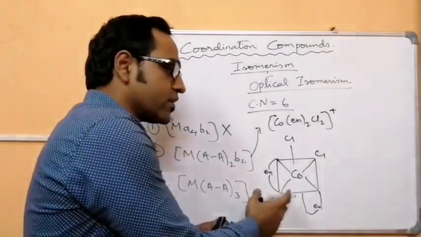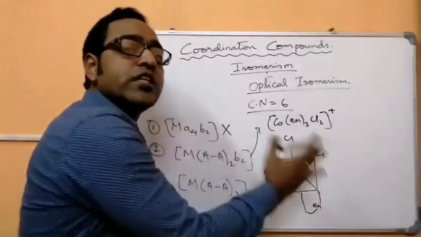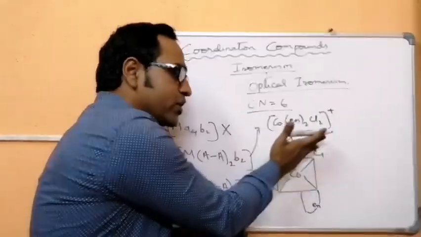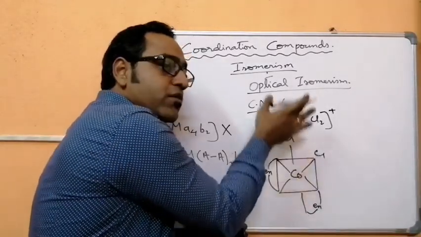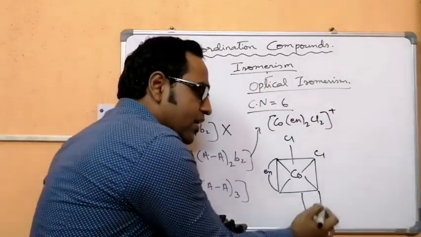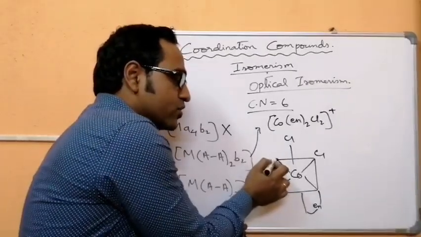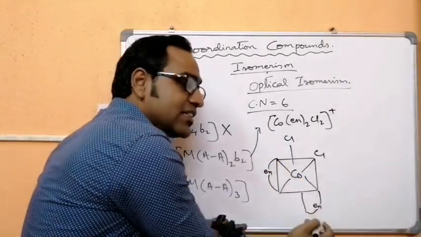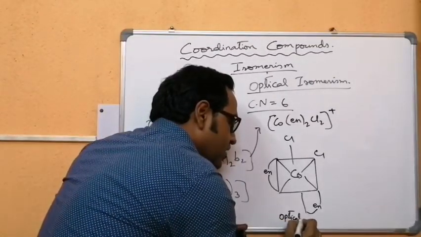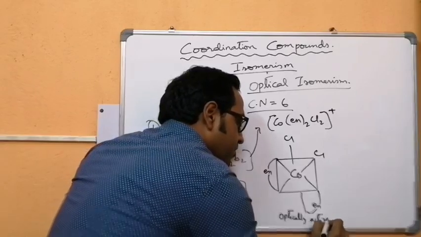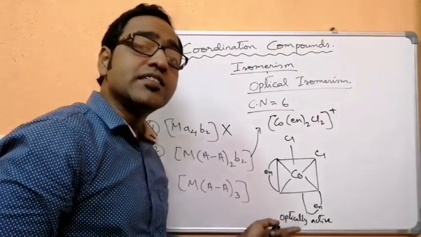Now the cis isomer is optically active because you cannot cut the molecule into two equal halves. There is no symmetry plane. If you put a diagonal plane like this, then you will get the chlorine atom sliced into two equal halves, but the lower en group will not have an equivalent group on the other side, because this en is in the surface and this en is below. So this is optically active. This is optically active because it does not contain any symmetry plane.